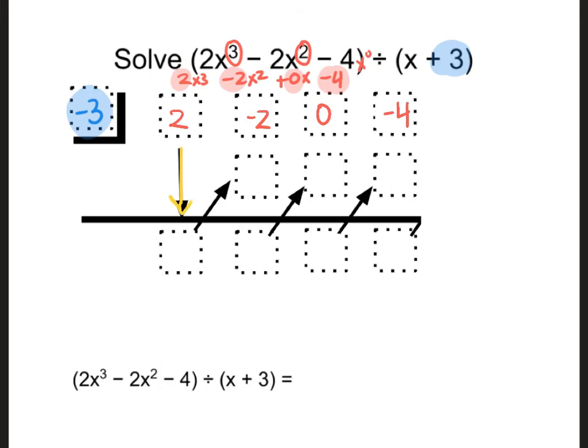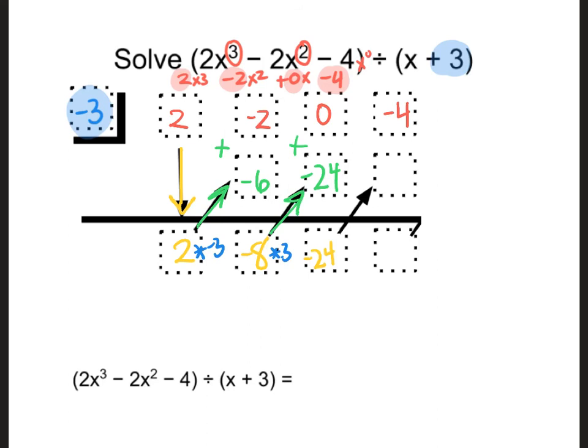Again, we're going to start by bringing the 2 down. Then we're going to multiply by the number in our house, which is negative 3. 2 times negative 3 gives me a negative 6. We're going to add, so I'm doing negative 2 plus negative 6, which is going to give you a negative 8. Again, we're multiplying that by negative 3. When I do that, it gives me a negative 24. We're doing 0 plus negative 24, which is just negative 24.